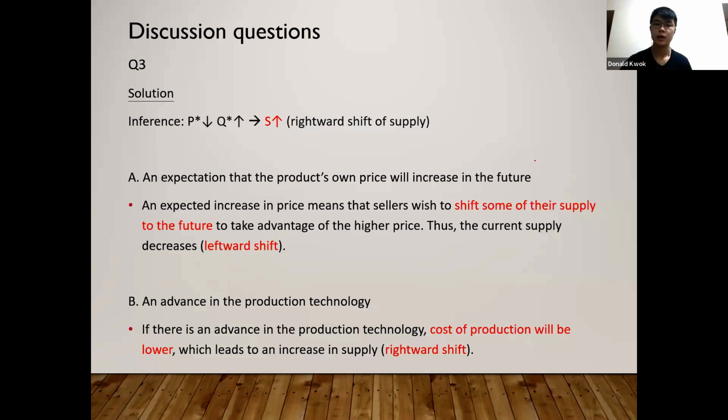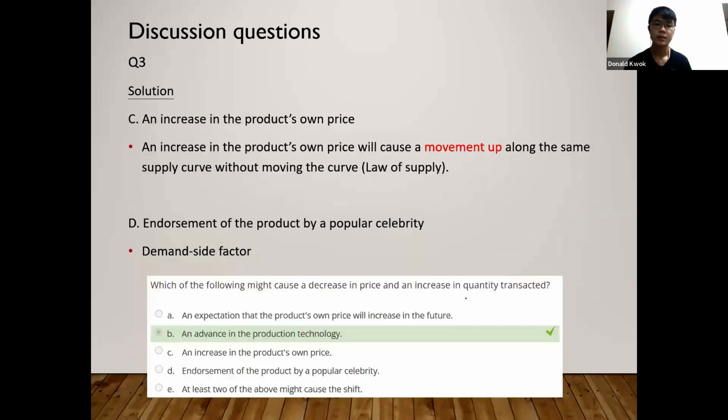But let's still take a look at C and D anyways. For C, an increase in the product's own price. So remember, when there's an increase in the price, this would lead to an increase in quantity supplied, not an increase in supply. So differentiate between the movement along the curve versus the shift of the whole curve. So C is leading to an increase in quantity supplied, not an increase in supply.